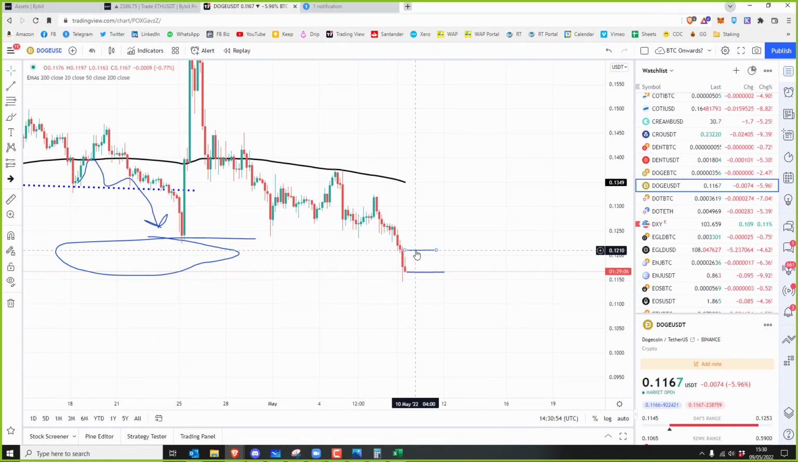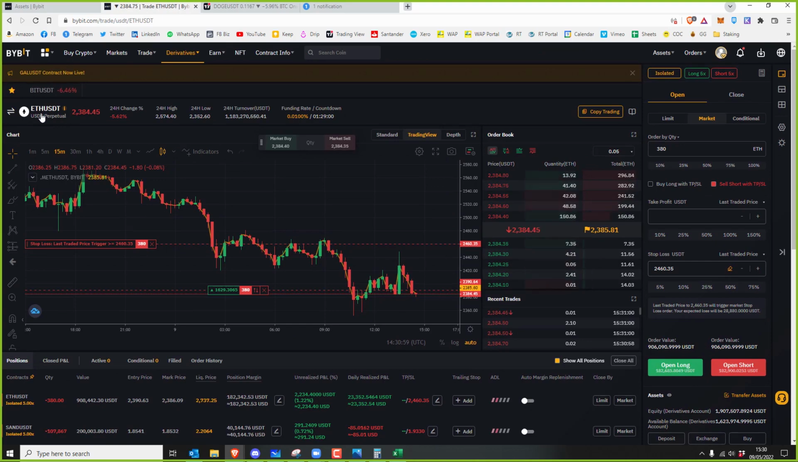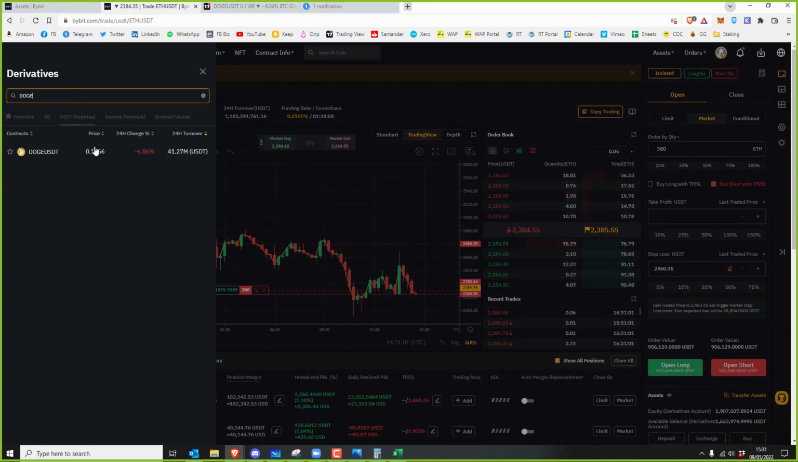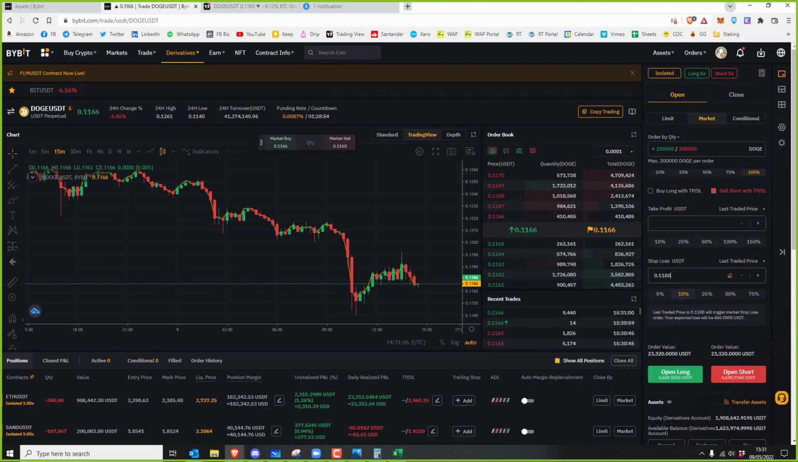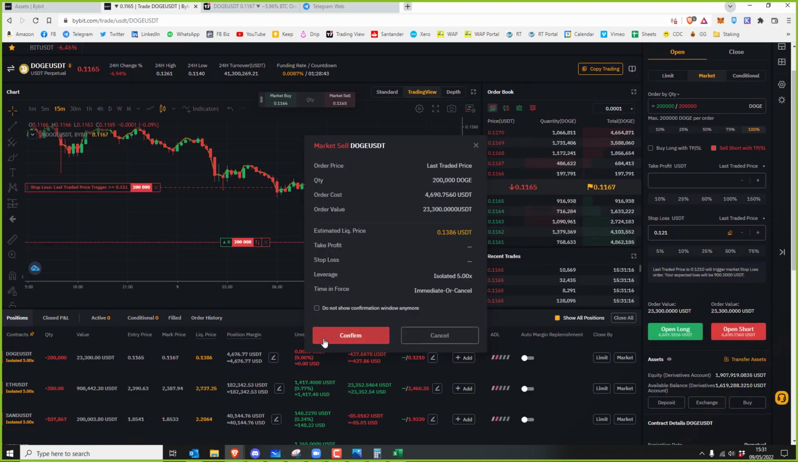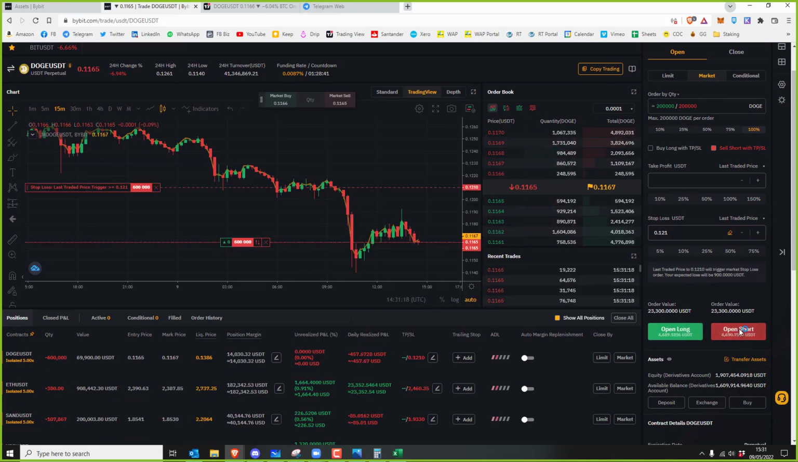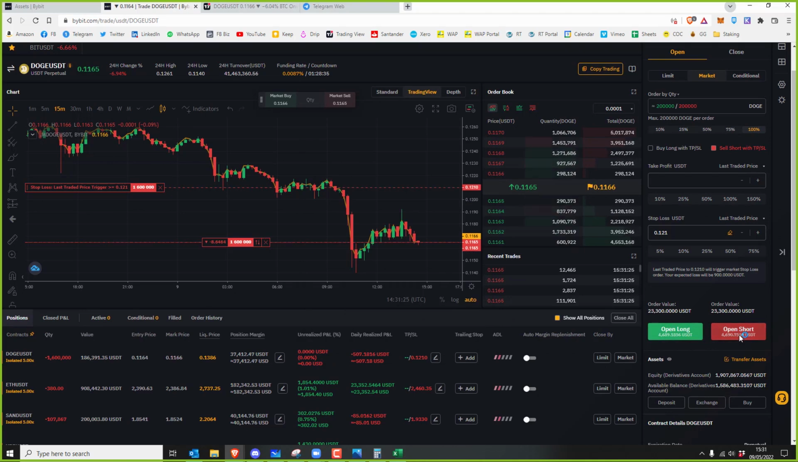So what is that stop loss? 1210. 1210 on Doge. Oh, okay. This is where I'm going to have to click this about 13 times now. Open short. Yeah, right. 1, 2, 3, 4, 5, 6, 7, 8, 9.